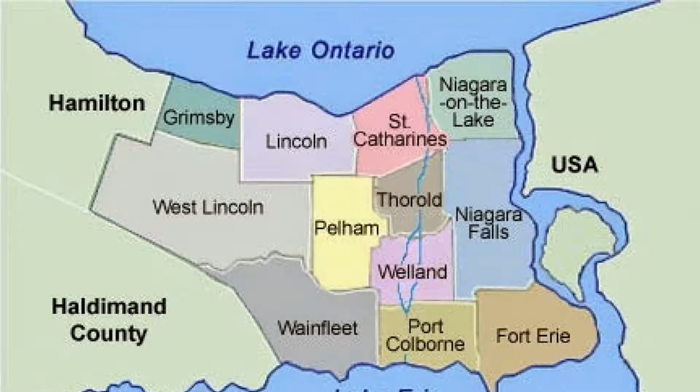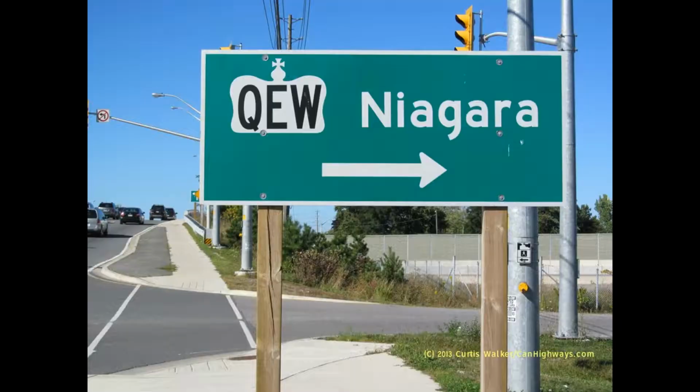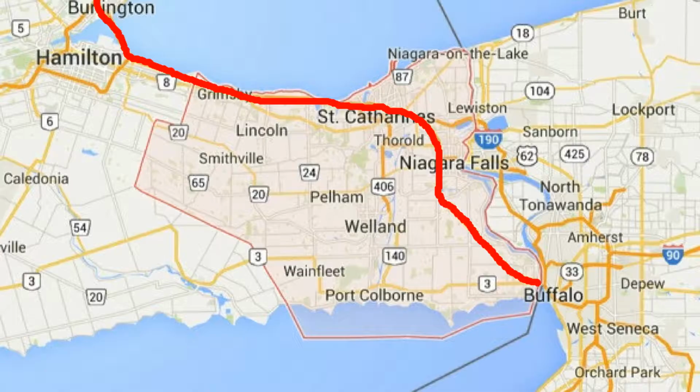If you're traveling into the area by automobile, whether that's car, van, RV, or whatever, here are the main highways you need to know about. The major highway coming in from the Toronto and Hamilton area and from Buffalo at the other end of the region is the Queen Elizabeth Highway, otherwise known as the QEW.